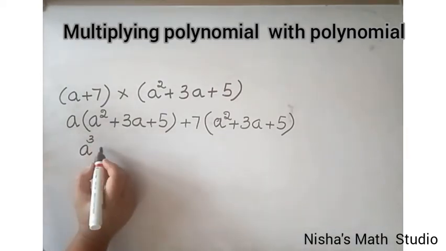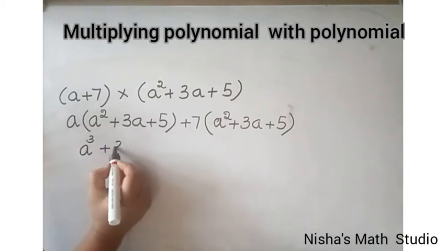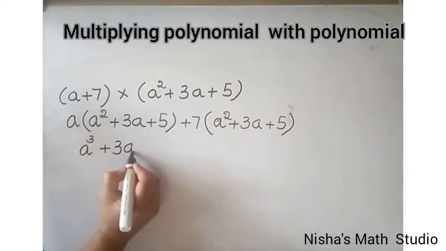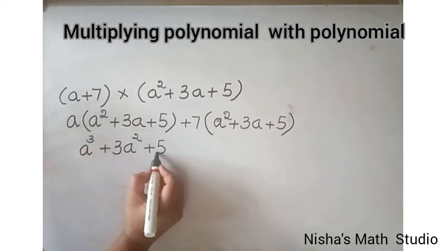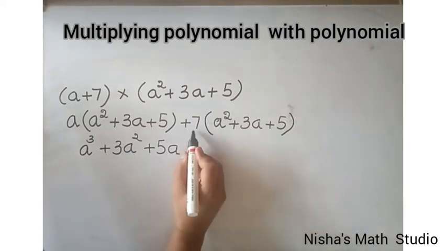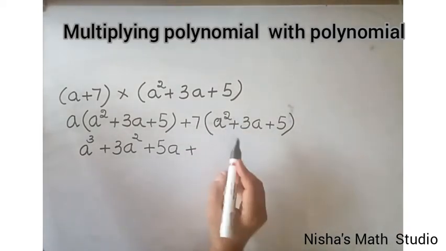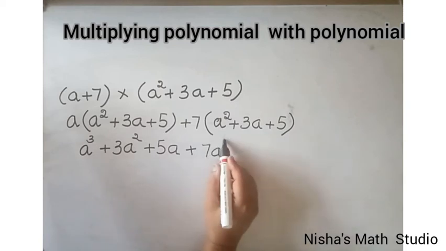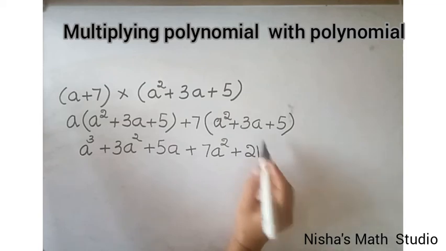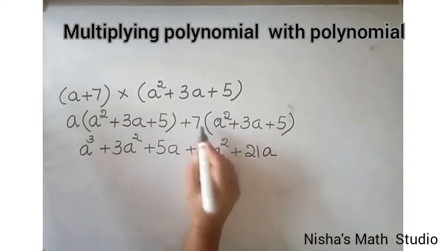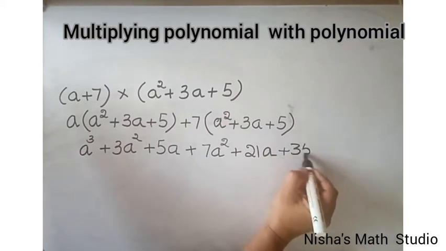3a multiplied by a. The same symbol here, plus 3 1s are 3. A into a is a square. 5 into a will give you 5a. Now let's come to this part. Plus 7a square, isn't it? 7a square plus 7 3s are 21. Variable is a. Here no variable. Plus 7 5s are 35.